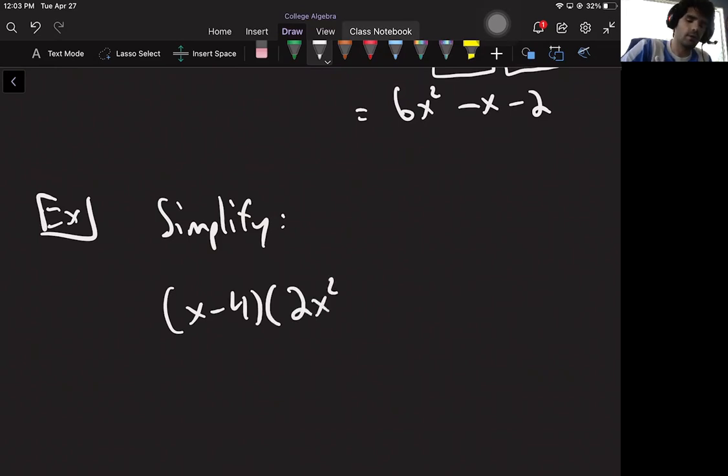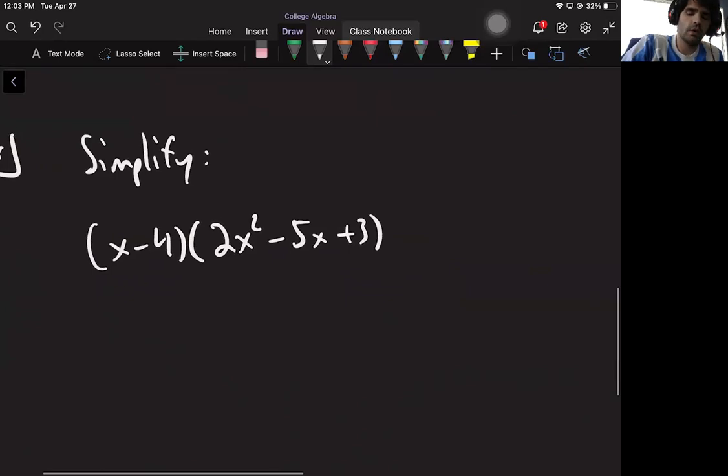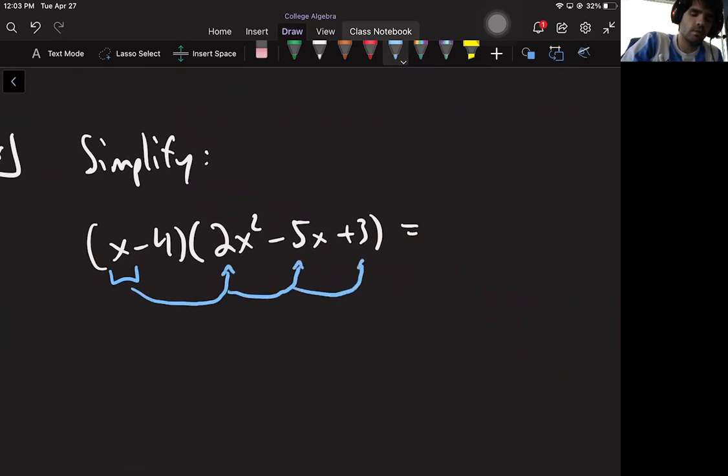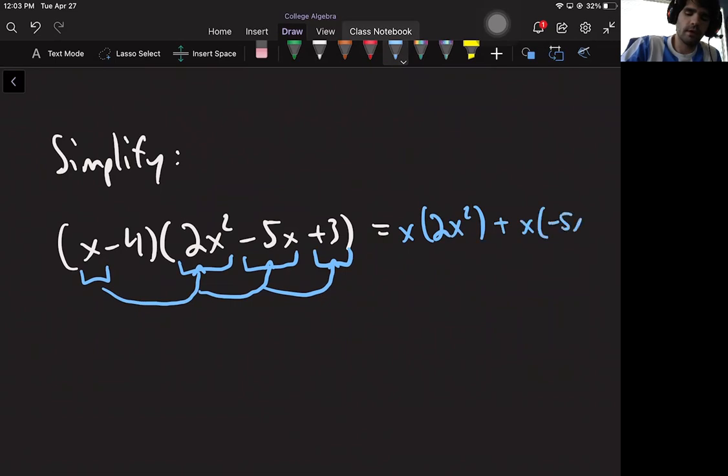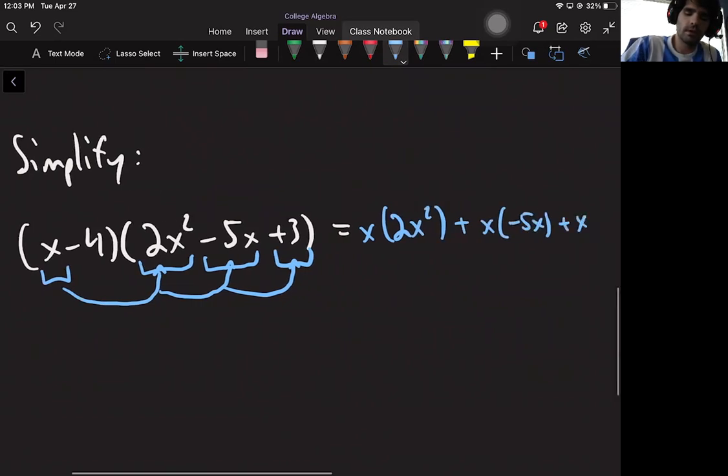x minus 4 is the first polynomial, 2x squared minus 5x plus 3 is the second polynomial. So the second polynomial this time is a higher power one. It's degree 2. And so how does this work? Well, now it works very much the same. This x is going to get distributed to each term. So now it has to go to 3 terms instead of just 2 like last time. So I'm going to get x times each one, 2x squared plus x times negative 5x plus x times 3.